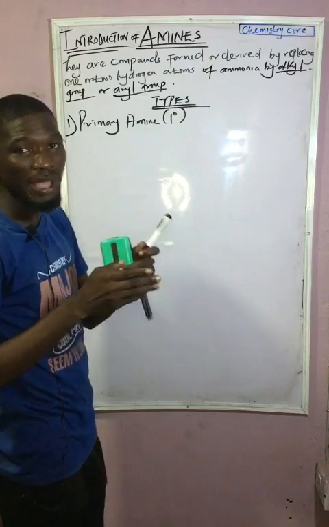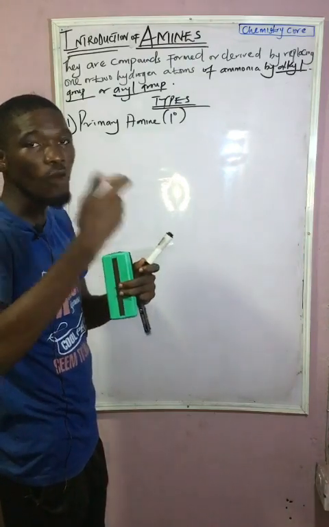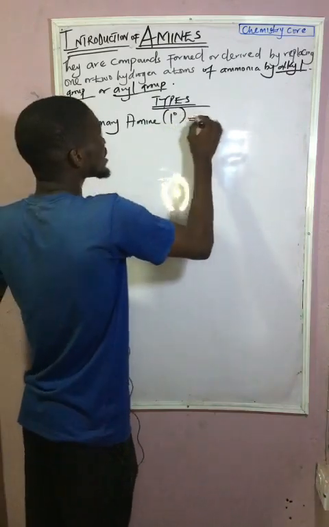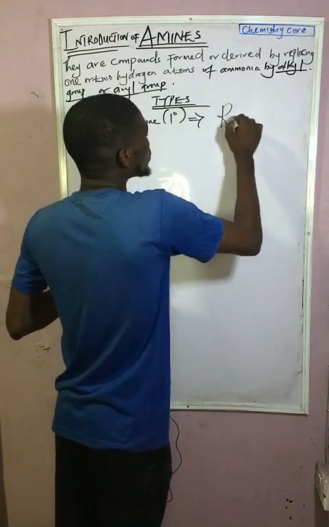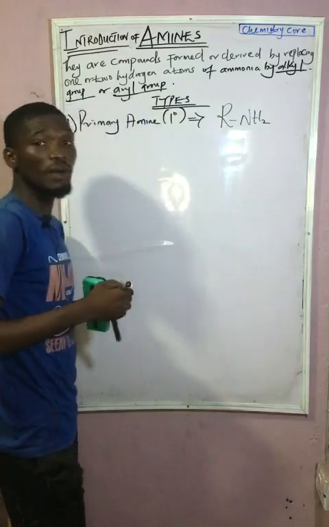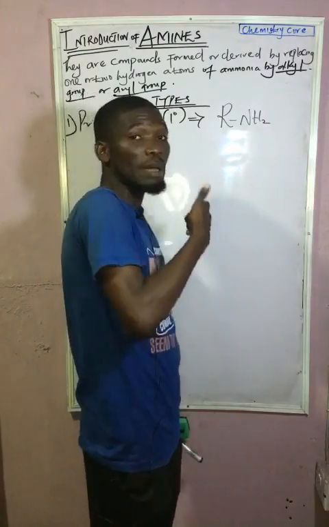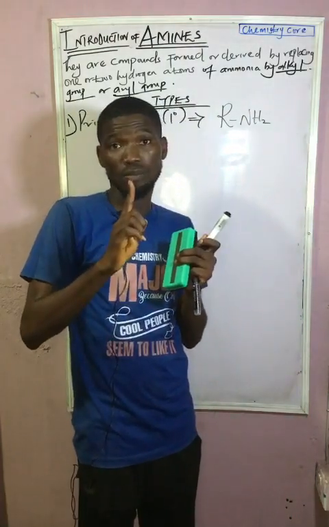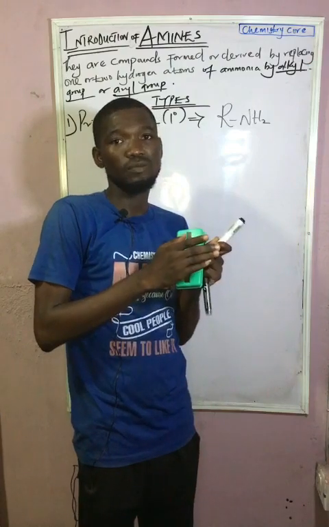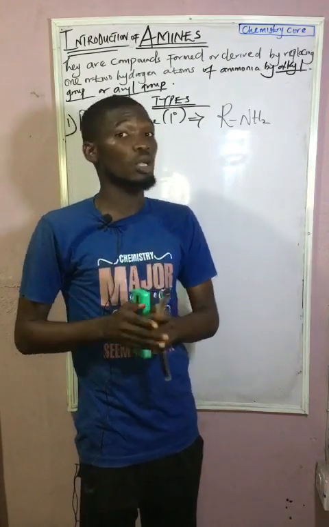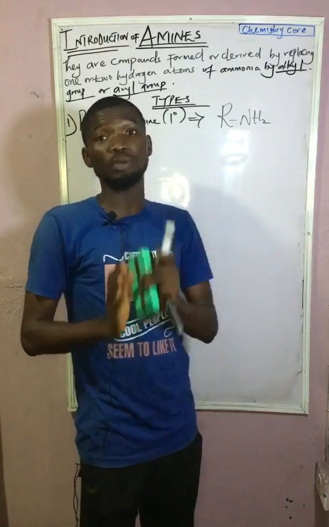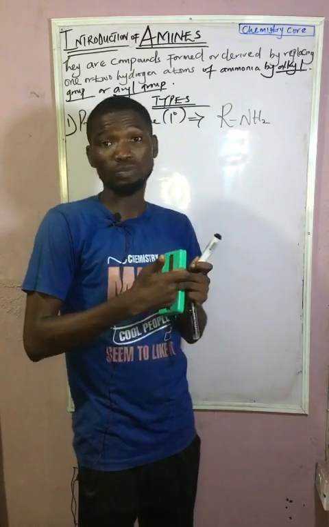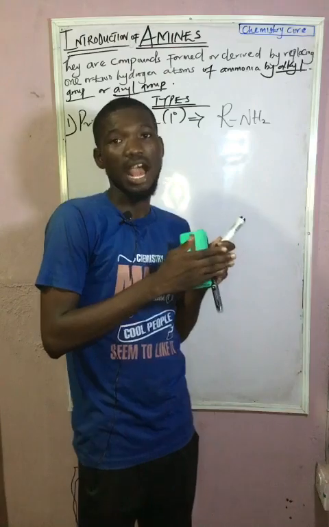So guys, primary amines are compounds formed by the replacement of one hydrogen atom of ammonia by either alkyl group or aryl group. So now, the formula for this is RNH2. Don't forget what I mean. For every primary amine, it involves the replacement of one hydrogen atom of ammonia by alkyl group or aryl group. But basically, I'll be making this an alkyl group here. So we can put that definition to be the replacement of one hydrogen atom of ammonia by alkyl group.